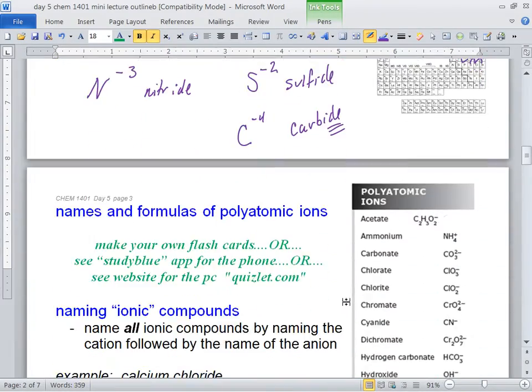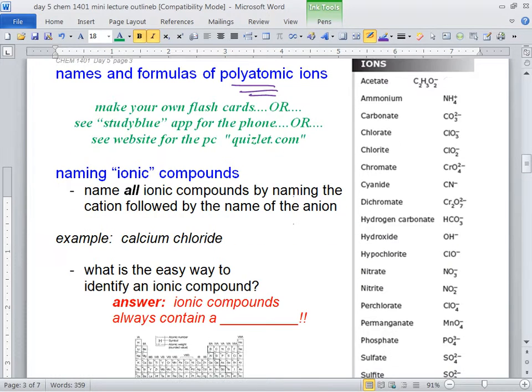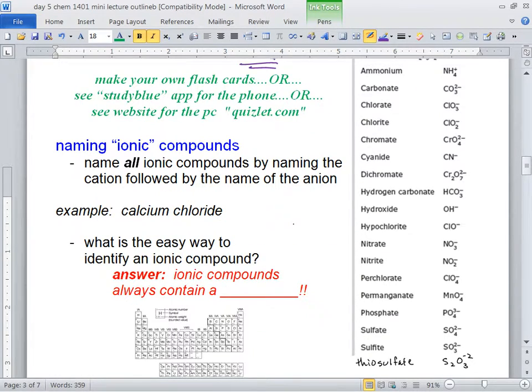But this is what makes life rough, I think, are these polyatomic ions, right? And look at this whole table. We need to know them all. We need to know the names, and you need to know their formulas. Like nitrate is NO3 minus. So we just need to know them all.